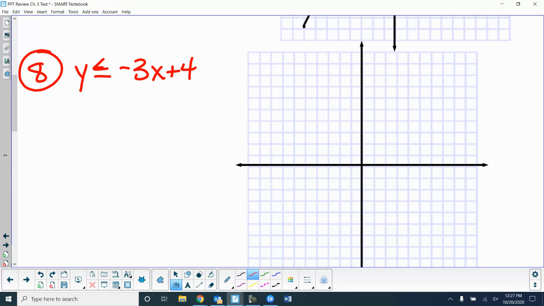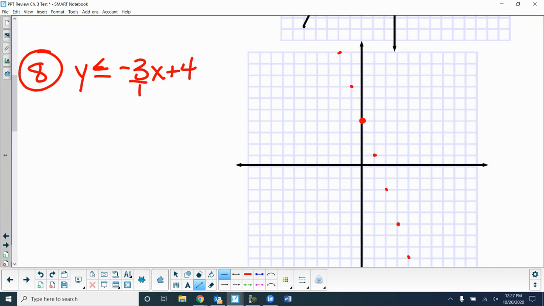Okay, so 4 is my y-intercept. My slope is negative 3. Remember, you just put it over 1, if it's a whole number. So we go down 3 and right 1. Audrey, solid or dashed line? Very good. When we got the equal to in it, it's solid.